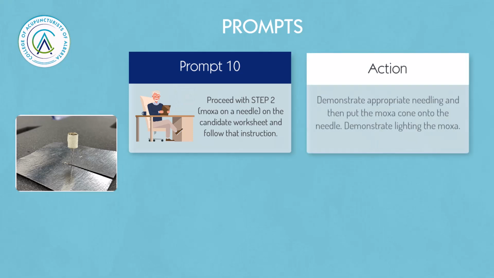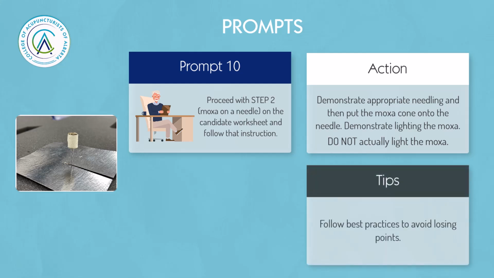Action: demonstrate appropriate needling and then put a Moxa cone onto the needle. Demonstrate lighting the Moxa. For example, use an incense stick to touch the Moxa cone. Do not actually light the Moxa on fire. Tips: follow best practices when performing these steps to prevent losing points.